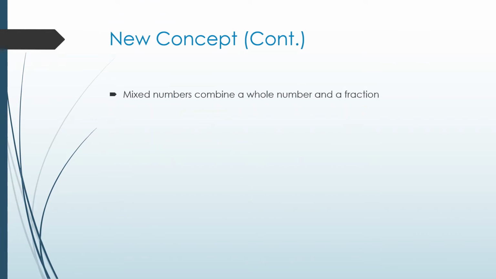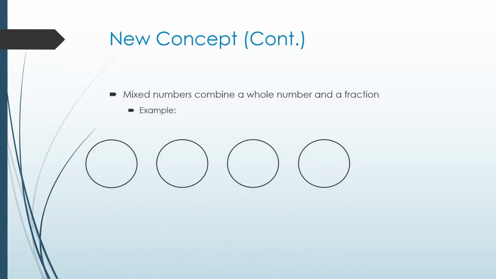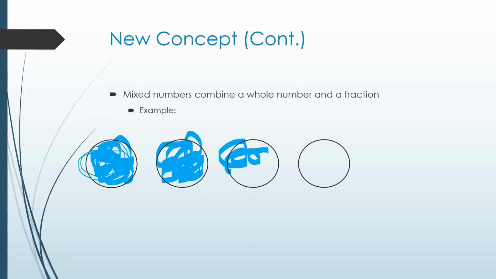Mixed numbers are a combination of a whole number and a fraction. So here's an example. Say we've got these 4 circles, and I shade in all of this one, and let's see if I can do that a little bit better. There we go. So I shade in all of this one, I shade in all of this one, I shade in all of this one, and then I shade in, let's do 3 of these pieces. Okay.